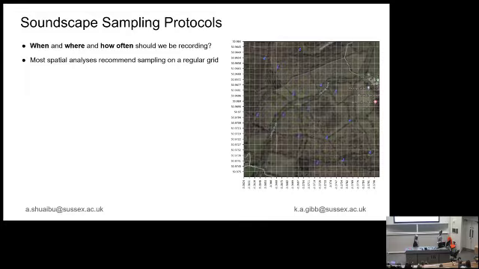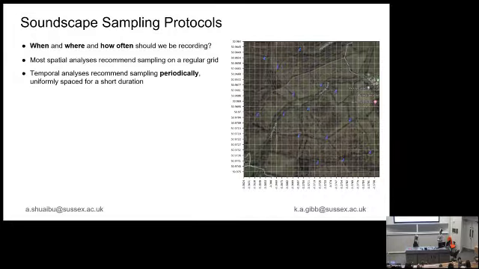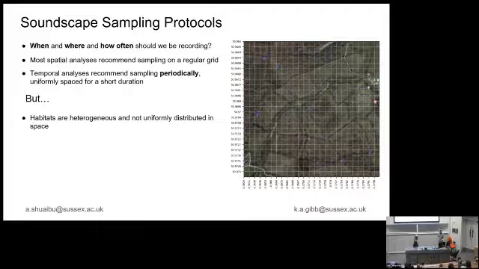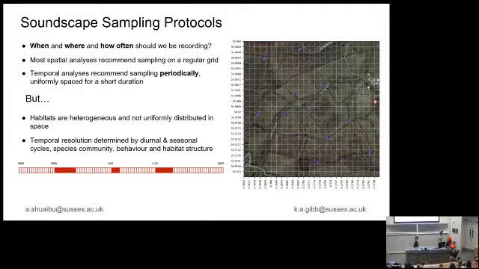Spatial analyses typically recommend we sample on a regular grid. And temporally, in this area, we sample periodically, which is again uniform. One every 15 minutes is one standard recommendation. But habitats are not homogeneous, and they're not uniformly distributed in space. And temporal resolution is typically determined by diurnal and seasonal cycles, right?